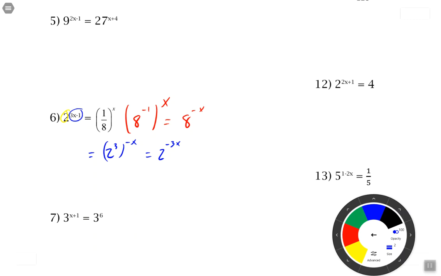So are you going to have to use all those laws of exponents you were supposed to learn and were supposed to practice yesterday? Yeah, you have to use those.